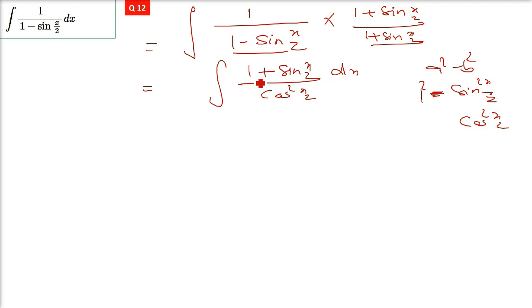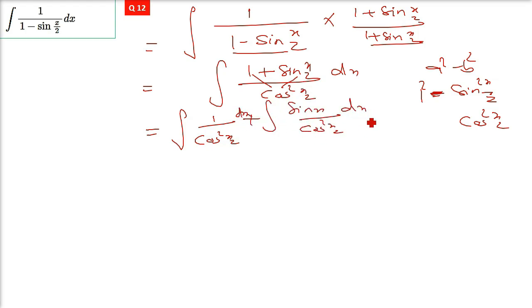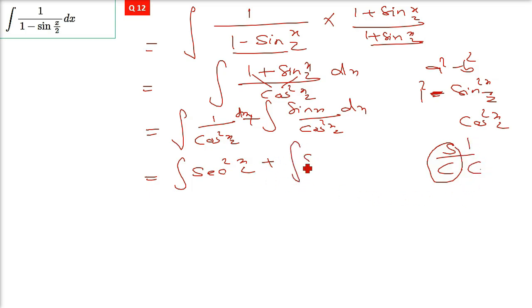Now separate them out: 1 by cos square x by 2 separately and sin x by 2 by cos square x by 2 separately, and this goes with dx. The 1 by cos square x by 2 is actually sec square x by 2. Plus sin by cos, and there are two cos's in the denominator, so we take 1 by 1. Sin by cos is tan and 1 by cos is sec. So it will become sec x tan x, and we already have the direct integration formula for sec x tan x also.